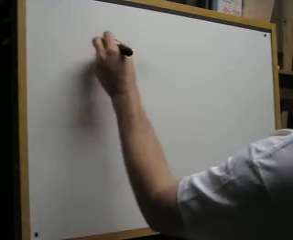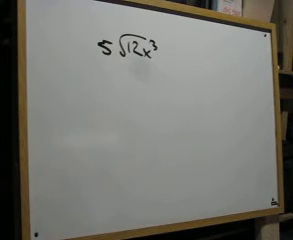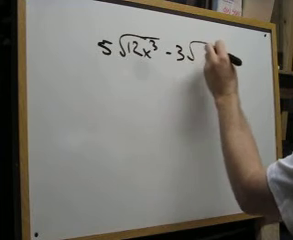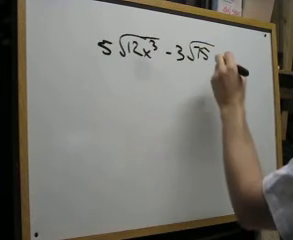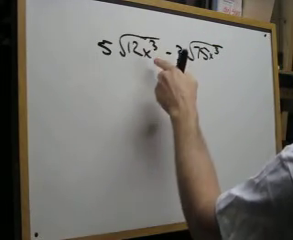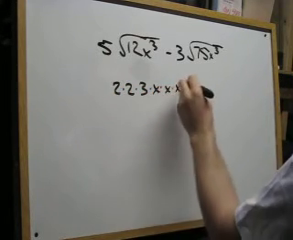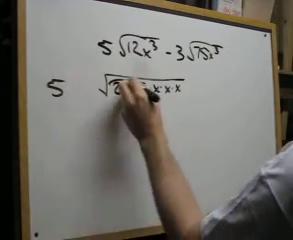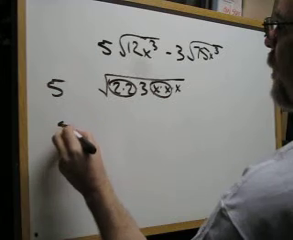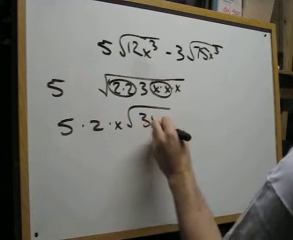Alright, so 5 square root of 12 x cubed, and then this radical sign goes all the way across, minus 3 square root of 75 x cubed. Alright, so let's factor out what we can. We have 2 times 2 times 3 times x times x times x here, and a 5. We can pull out this and this, so we end up with 5 times 2 times x square root of what we have left, 3x.